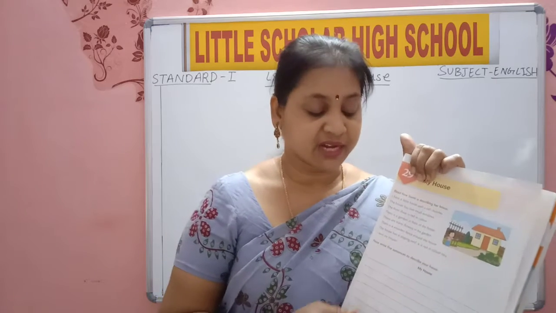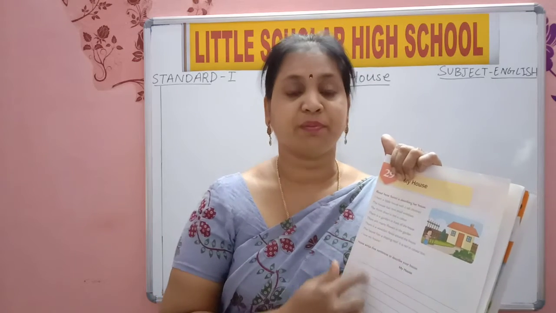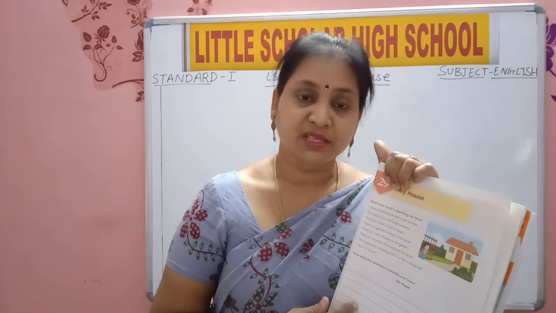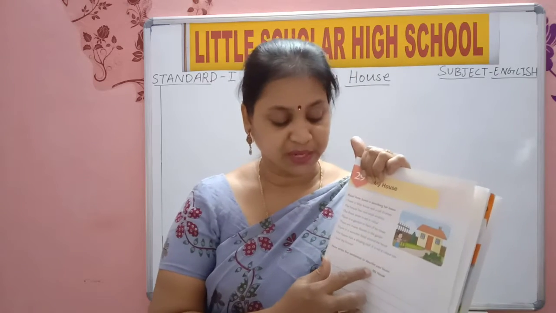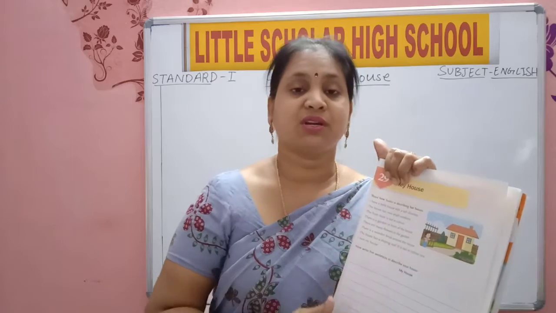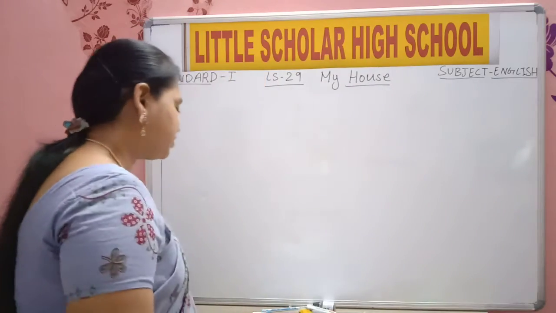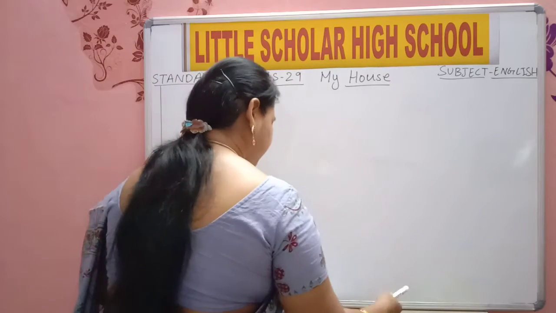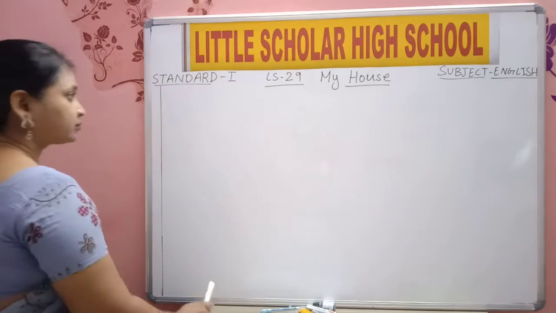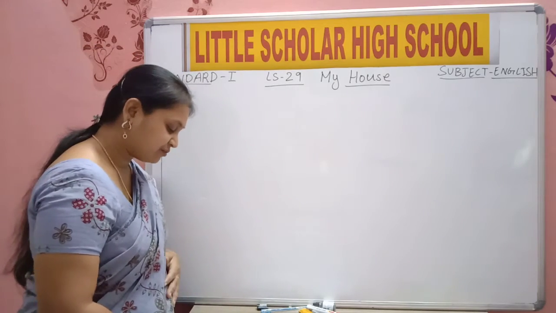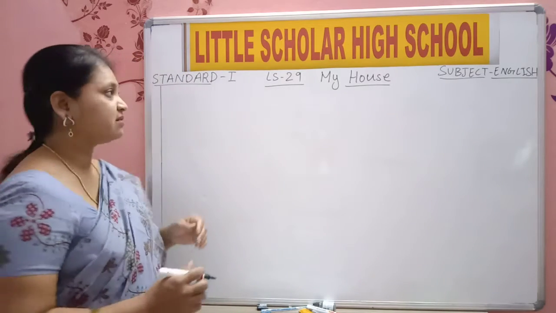Okay. Shall we write now? I will write on the board. You will copy 5 sentences in your textbook, and after that you will copy this in your classwork also. You will write the topic, my house, and you will copy these 5 sentences. Come on, write in your textbook. In your textbook, 7 lines are given.